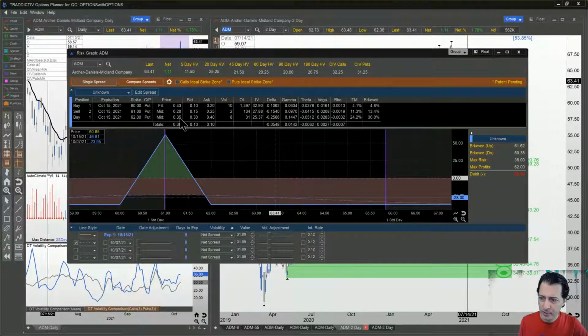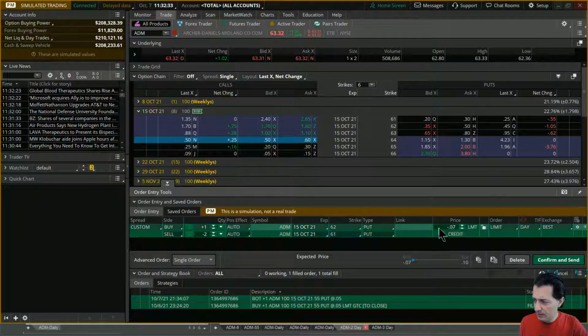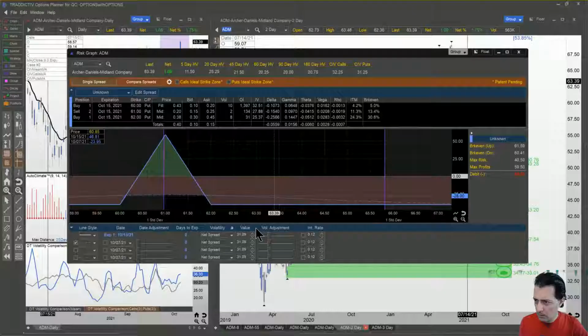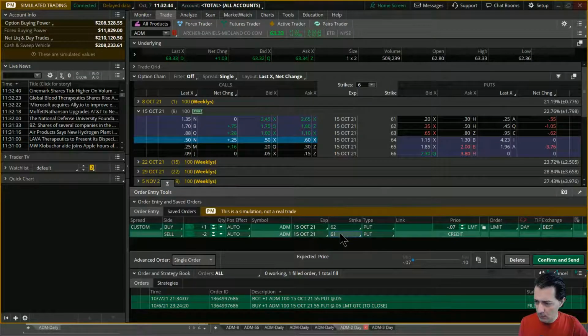Interesting. So 35 minus 20, that to me is 15 cents. But based on TOS, it's minus 7. So what am I doing wrong here? October 15, sell 2 of the 61 and buy 1 of the 62. So this credit here is quite disappointing based on TOS.